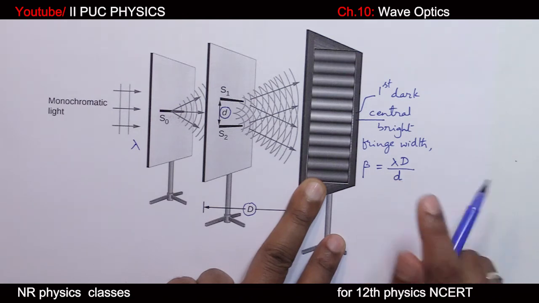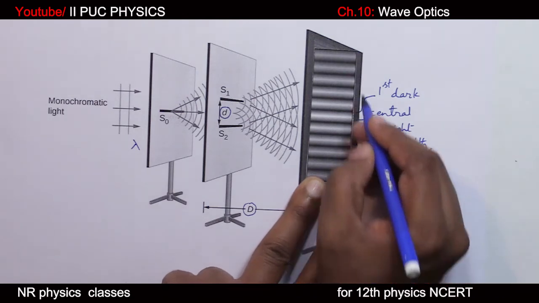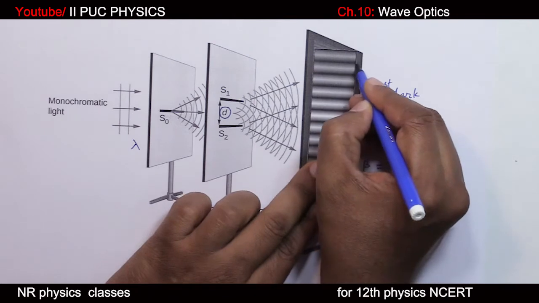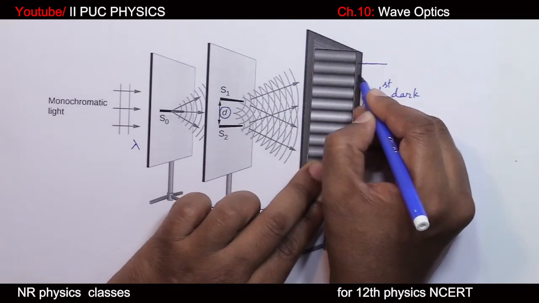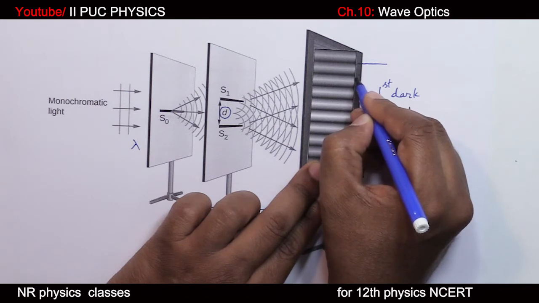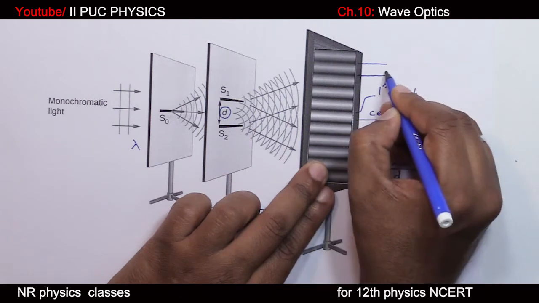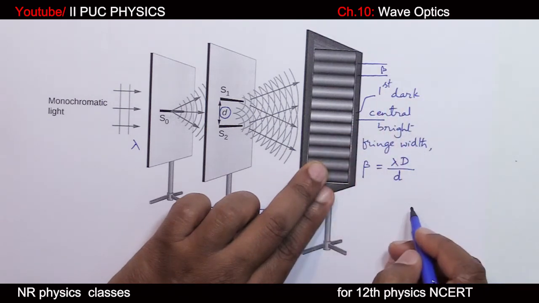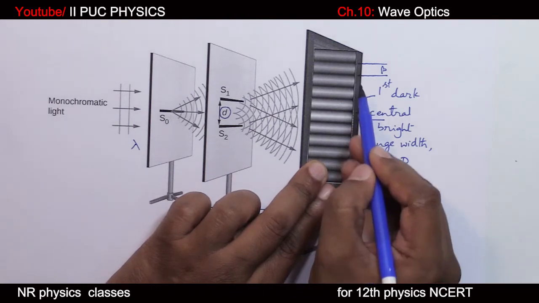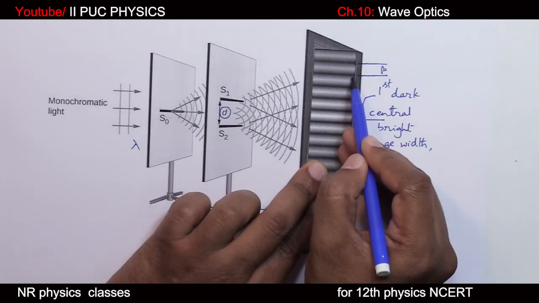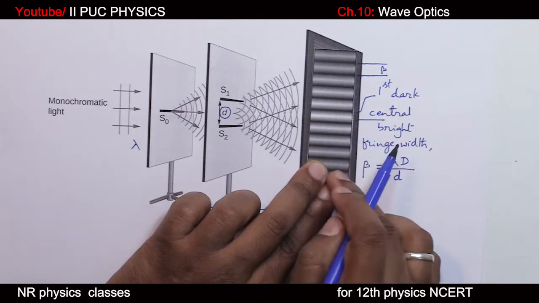Okay. So what does fringe width mean? Width of bright, so this is the width of bright, and then dark. So this width is the fringe width, beta. Or else, the distance between adjacent dark fringes, or the distance between adjacent bright fringes.